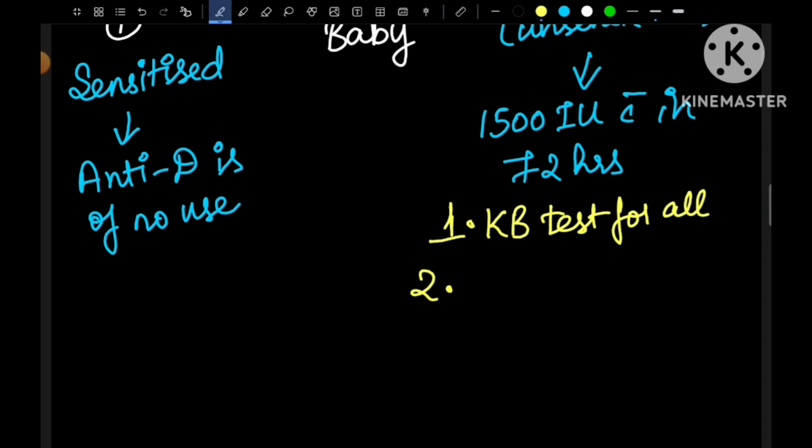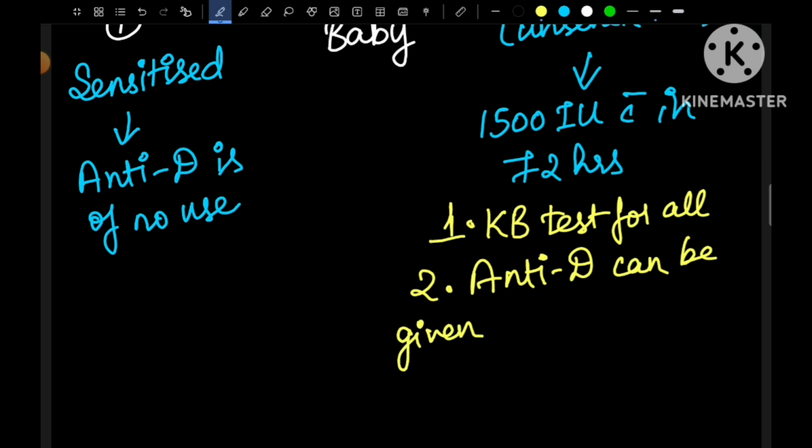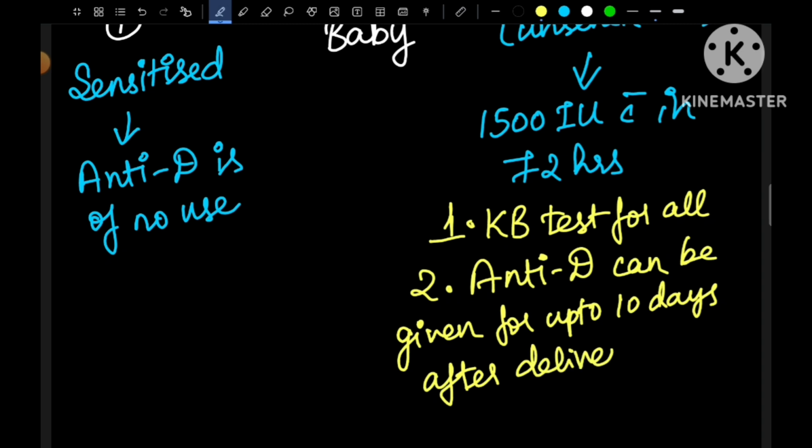Next, anti-D can be given for up to 10 days. Okay, for up to 10 days, guys, after delivery. Right. So this is the protocol.